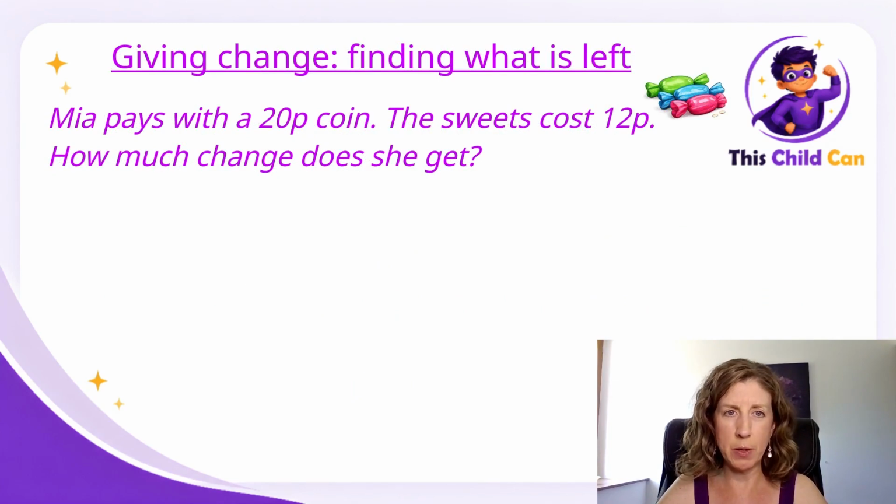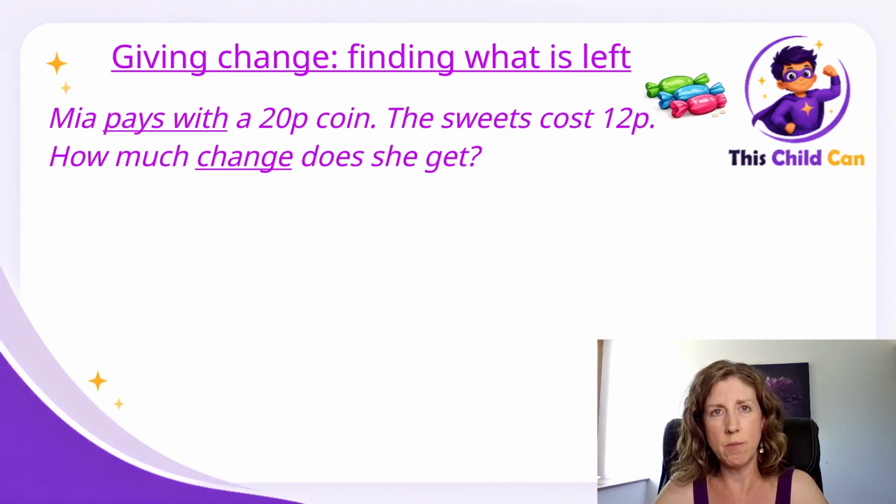Mia pays with a 20p coin. The sweets cost 12p. How much change does she get? Once again, let's look for the key words. Here they are pays with and change, so we underline those. What's the money story telling us? Well, the sweets cost 12p. Mia pays with a 20p coin. The change is what she is given back, so she pays too much.